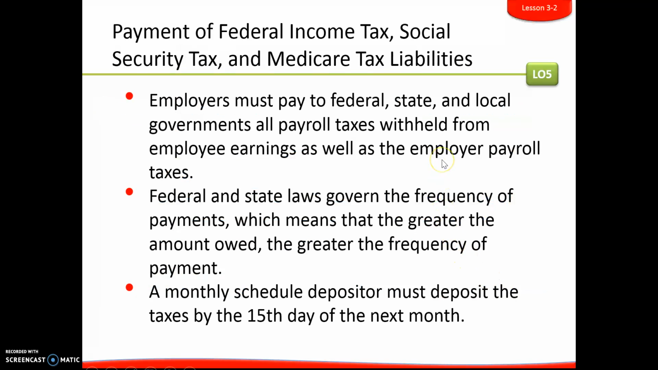Of course, there is a time when those liabilities will have to be paid to the government. And so, depending upon whether we're paying federal, state, or local, will depend on the frequency and how much is owed and when. Typically, we call what's called a monthly scheduled depositor, which is based on the amount of money that your employees earn and the size of your company and the amount of taxes you paid in the last year. We say that they have to be paid by the 15th day of the next month.